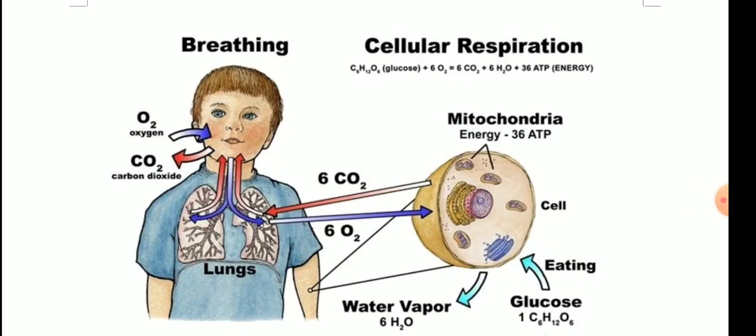So in the previous video of the chapter respiration in organisms, we discussed breathing and cellular respiration. I discussed this diagram with you. I hope it is clear. Let's take a quick look at it again.